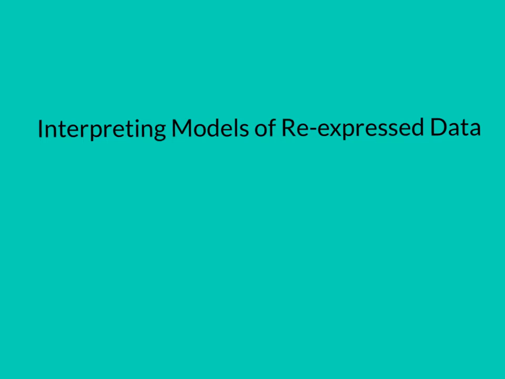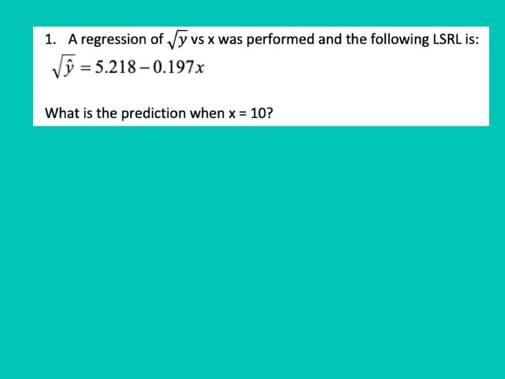Most commonly on the AP exam, you will already be given an equation that's been re-expressed, and you just have to interpret it. So let's look at a few examples like that. This one says a regression of the square root of y versus x was performed, and the following least squares regression line is the square root of the predicted y is equal to 5.28 minus 0.197x. You can see that they took the square root of their predictions. So what is the prediction when x is 10?